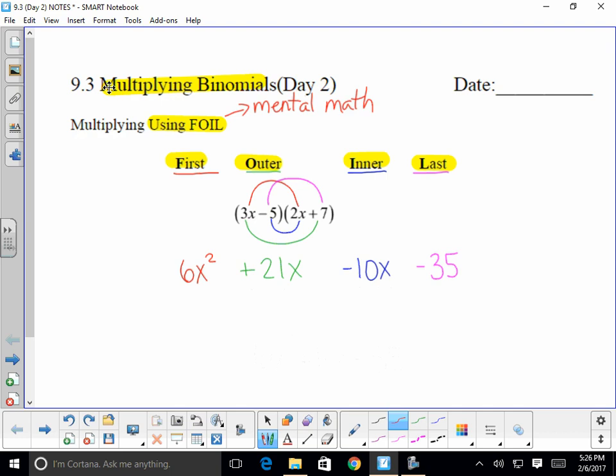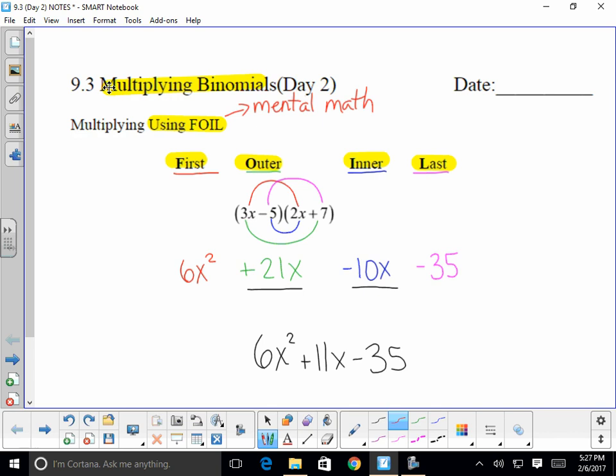That's negative 35. Now, in these particular binomials, after you multiply the first, the outer, the inner, and the last, the outer product and the inner product are like terms. So 21x and negative 10x simplify to positive 11x. You just bring down your first term, 6x squared, combine the 2 products of the outer and inner terms, and then bring down the minus 35. So that is our final answer on that one.